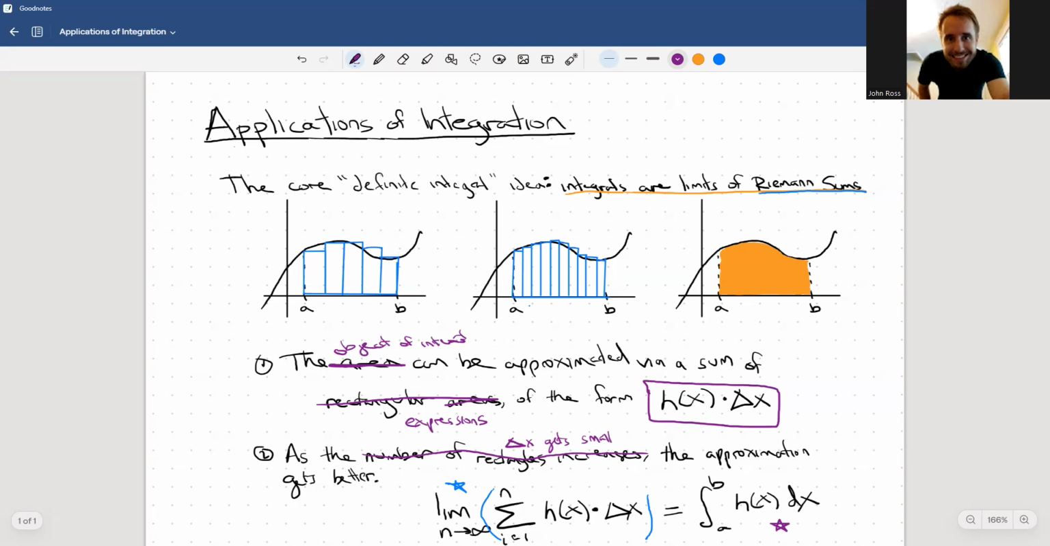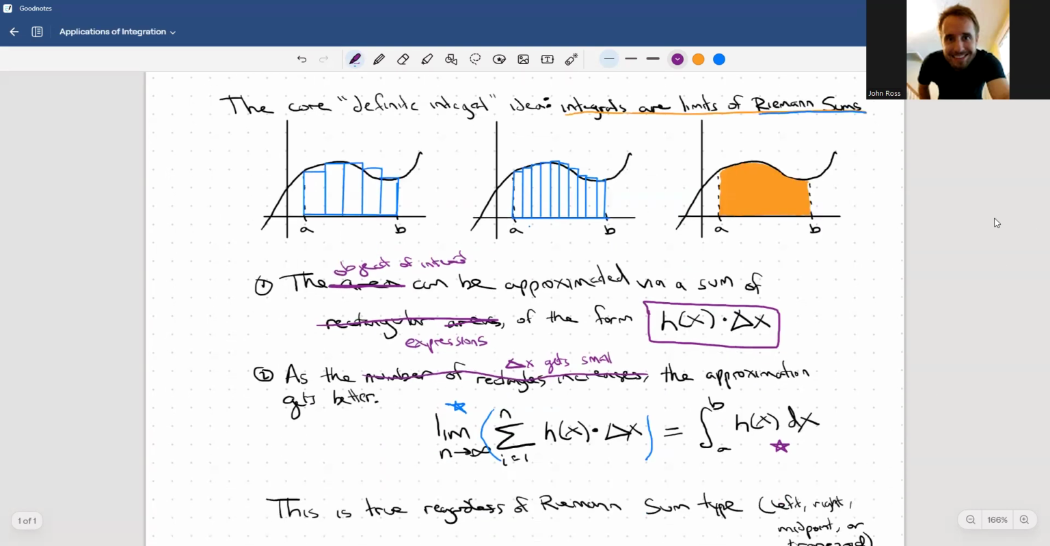What that means is that we're going to be developing a lot of theoretical frameworks involving approximating quantities that we care about, and then being able to compute those quantities exactly by taking an appropriate integral. And that's what a lot of the applications of integration are about. Let's conclude this video by looking at one example.